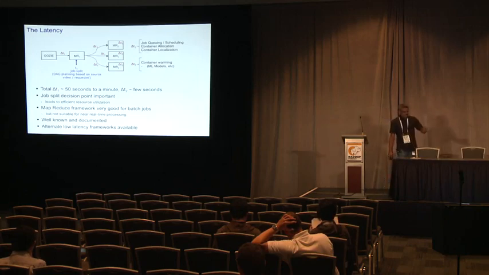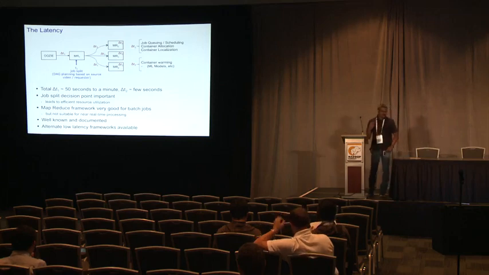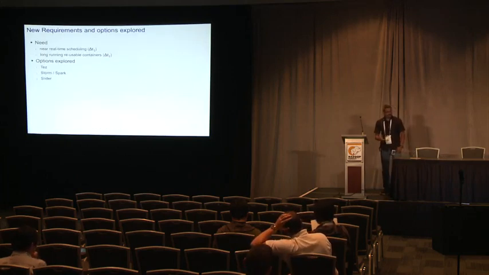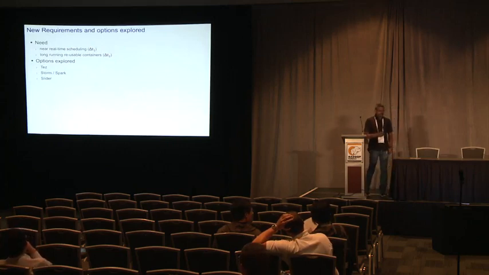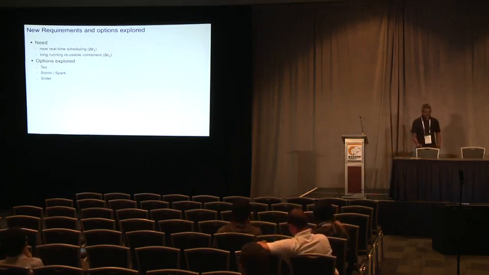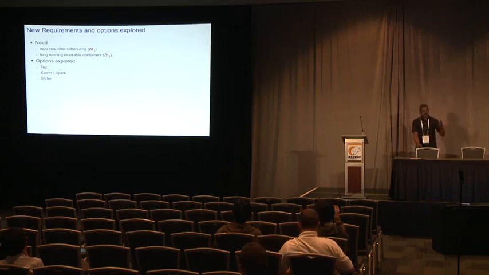And I try to emphasize again here that the job split is very important for us, because without that, we'd be wasting a lot of resources. And this latency is well known, well documented, and there are alternate frameworks available. So our basic requirements: delta T1, you reduce by having some real-time scheduling, and delta T2 if we actually reuse our containers. So what do we do?